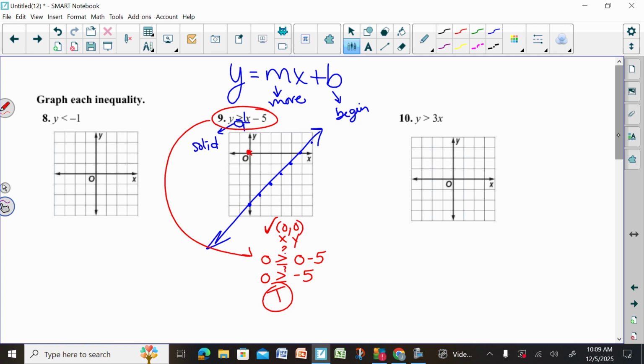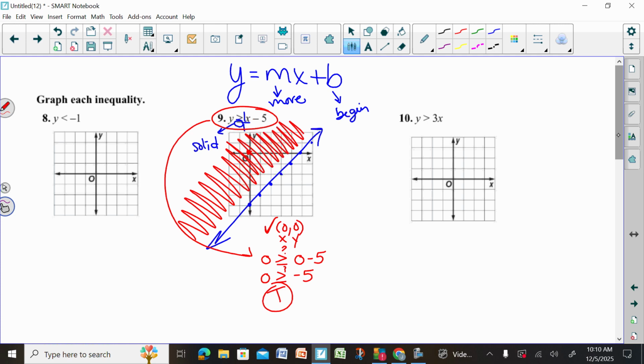If (0, 0) is a solution and it's above the line, all of the ordered pairs above the line are solutions, so we shade. If we got false, then we would shade the opposite of where (0, 0) is. It is not "greater than is above and less than is below." It is not that; above is true and below is false, or the reverse. It changes every single time. You have to do this test and you have to think it through.